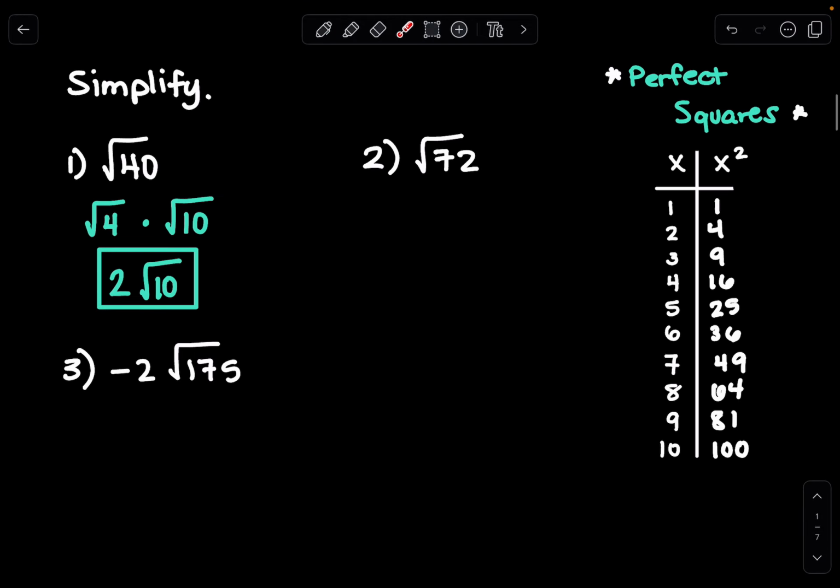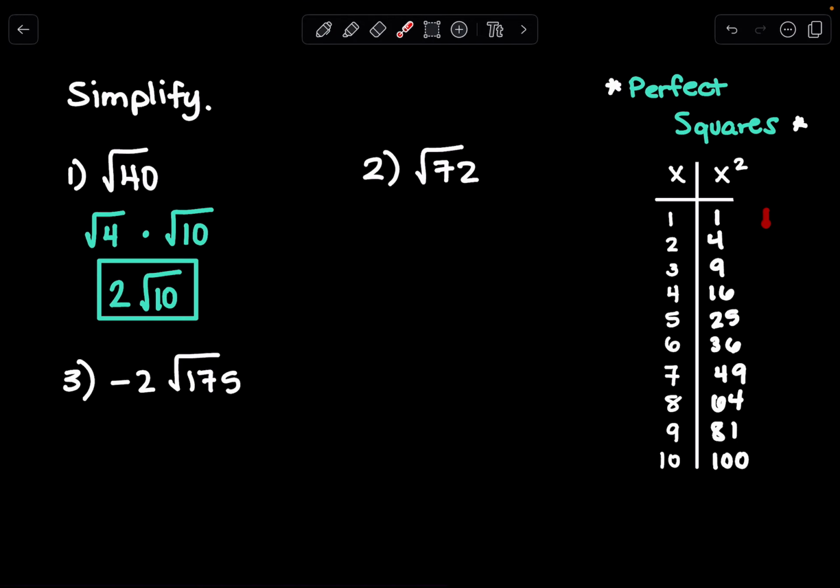Okay, let's do the same thing for 72. So I'm going to take a look at these numbers on the right-hand side. I'm going to think, is there anything from this list, the largest number, that goes into 72? Well, I know 100 doesn't, 81 doesn't. I know 64 is not going to. Same with 49. But I think, does 36 go into 72? I think 72 is the square root of 36 times the square root of 2. Again, the reason that I picked 36 is because the square root of 36 is 6. So this is 6 square root 2.